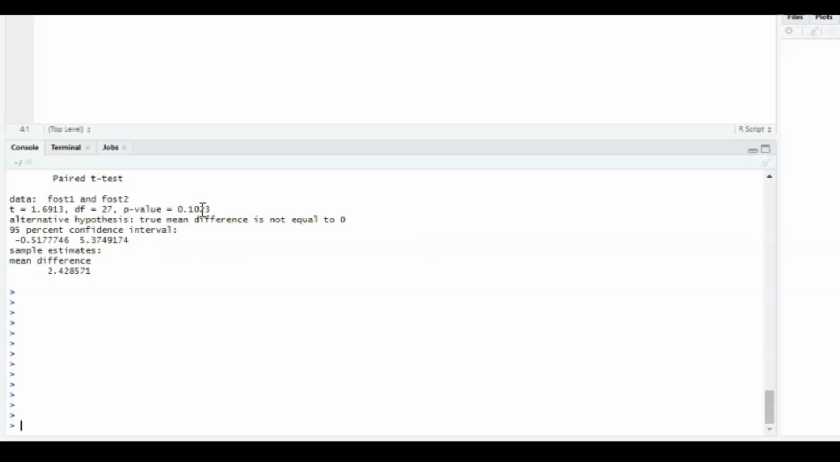Because the p-value is higher than the alpha level of 0.05, there is no significant difference. Therefore, our null hypothesis cannot be rejected, and therefore we cannot accept our alternative hypothesis. So in this case, the fear of statistics training did not work. Okay, so that's how you can do a paired samples t-test.